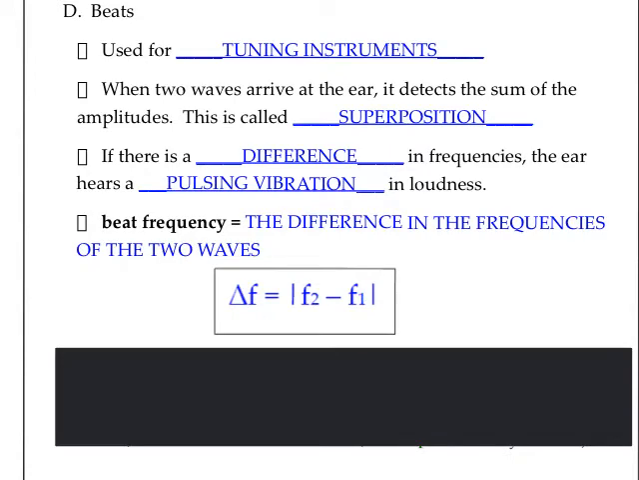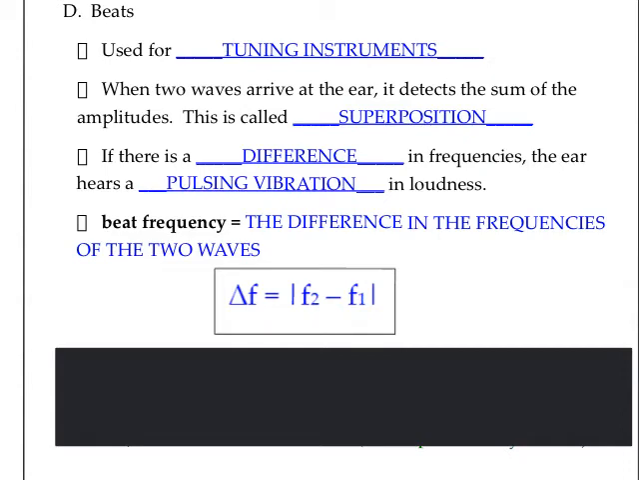Welcome back. This is our last section of notes on sound. First, we're going to investigate beats. These are something that are used for tuning instruments. Now, for beats, we want to think about what your ear is going to hear when beats are occurring. And in order to do that, I want you to review superposition.